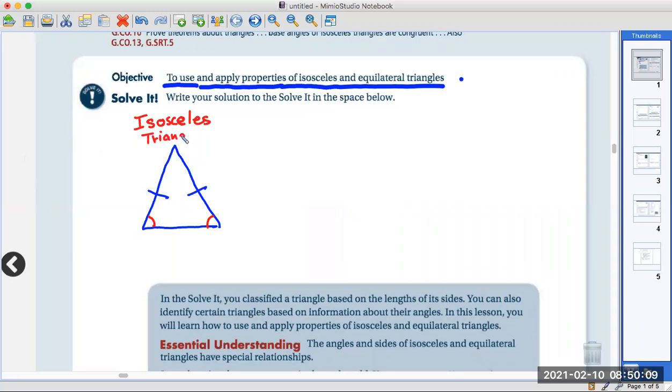Triangle. And then we're talking about equilateral triangles, and the word lateral in Greek means side. So equilateral means all sides are equal. So let's see how we show that. I'm going to try to make it look like all sides are equal.